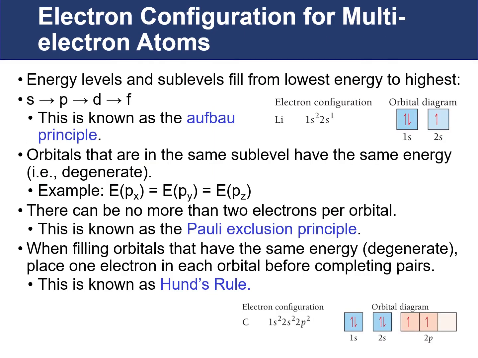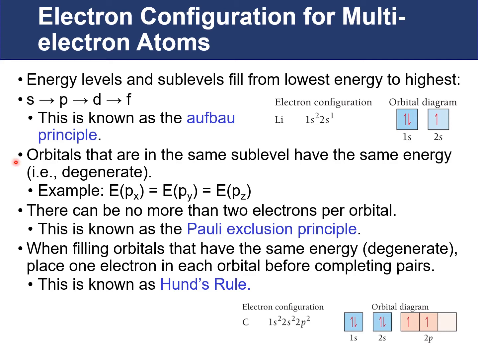So the guidelines for how we will fill our orbital diagrams are as follows. The energy levels and sublevels fill from the lowest energy to the highest. So we will generally start with the 1 orbitals, then the 2, then the 3, then the 4, going s, p, d, f. Although again, keep in mind that the d orbitals from 3 are higher in energy than the 4s orbitals. This is known as the Aufbau principle. So the Aufbau principle says that the electrons will fill from the lowest energy to the highest energy orbitals.